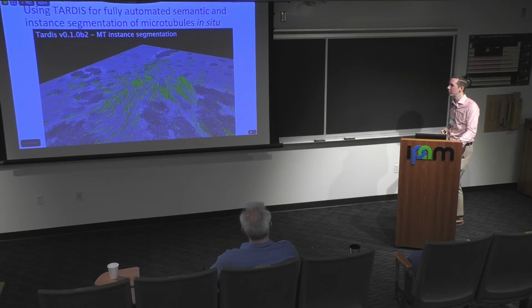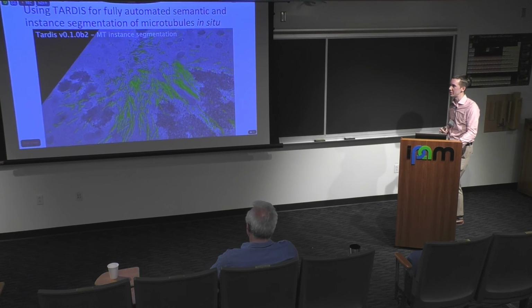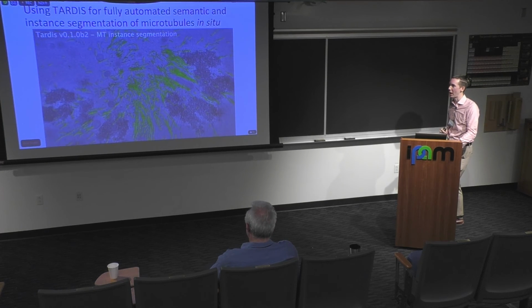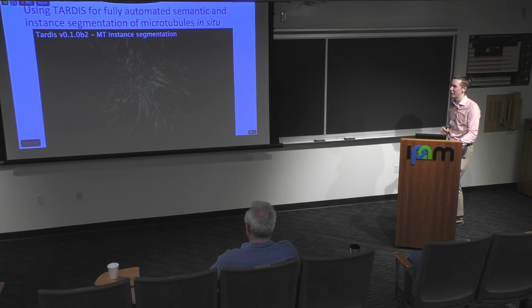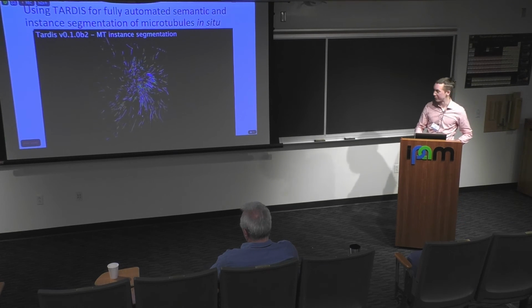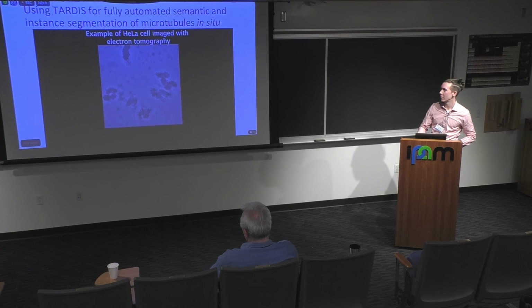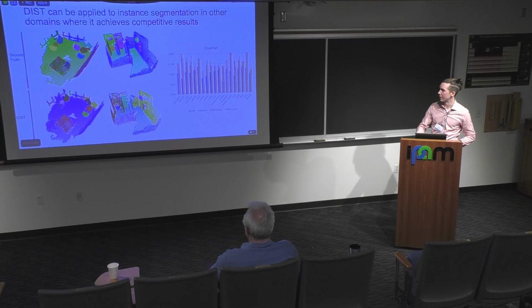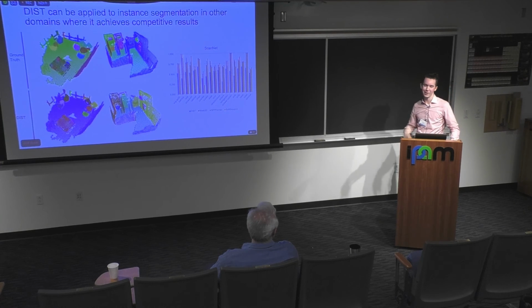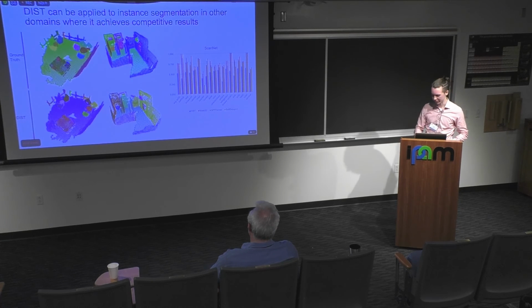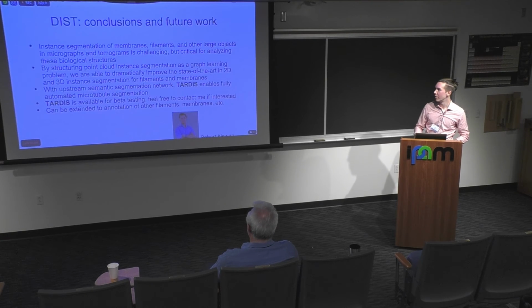And just so you can see how many individual microtubules there actually are in here, you can color it by those instances. So there's a lot of them, and we can separate all of these. Okay, quick aside: you can apply this to other instance segmentation problems, like LiDAR data and other point clouds, and it works pretty well.